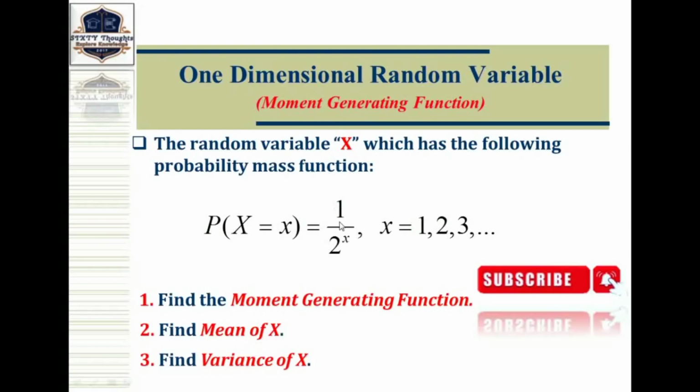So here the given function is called what? Discrete random variable. So using this function we are going to find all three quantities. What is given? The given function is the probability mass function, that is, the probability that X equals small x is (1/2)^x, where x varies from 1 to infinity.